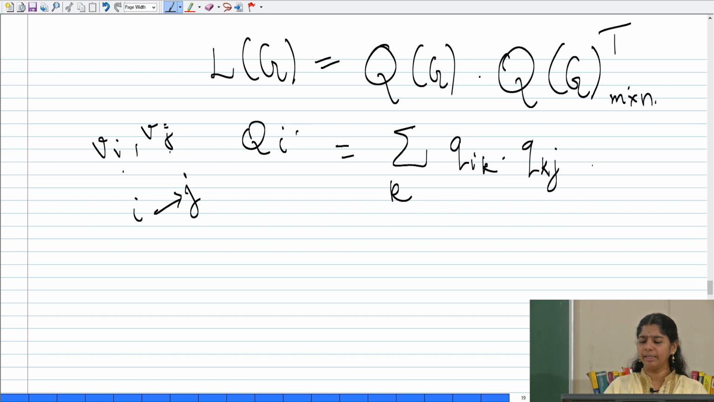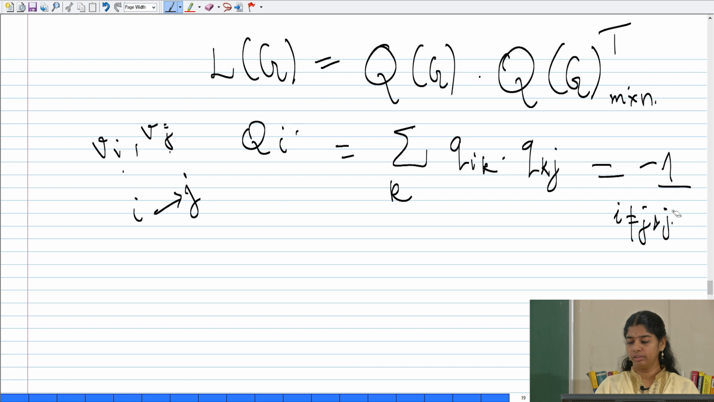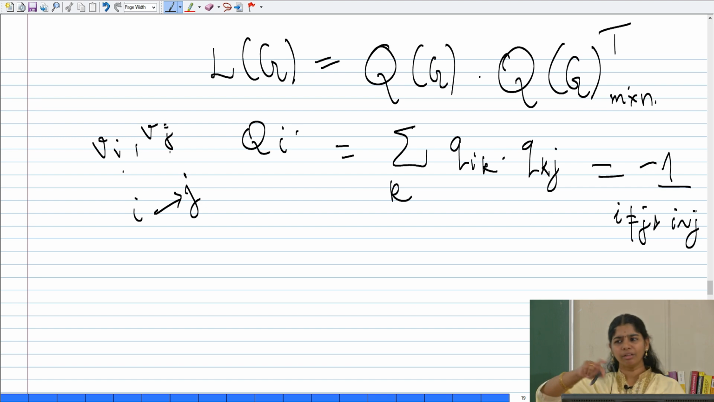So, we can immediately see that we will have an entry minus 1 only if i and j are adjacent, otherwise it will become 0. That is, if i is not equal to j and i is adjacent to j. This will also work the other way around, when we have j going to i also, right.